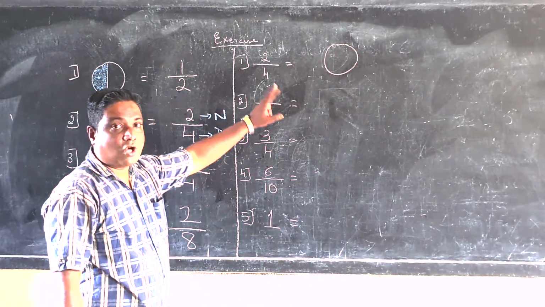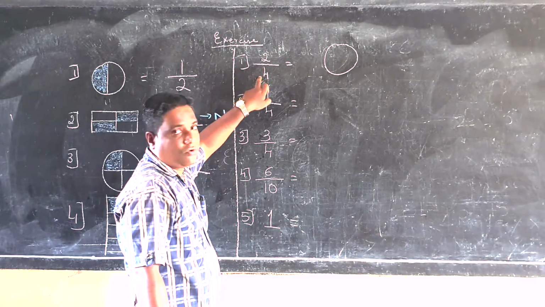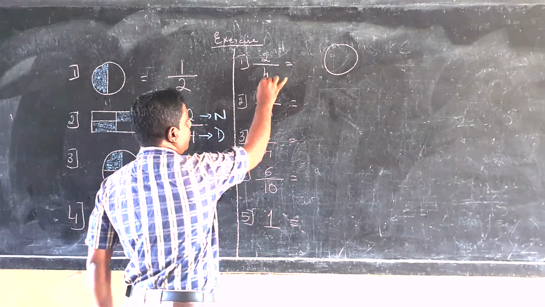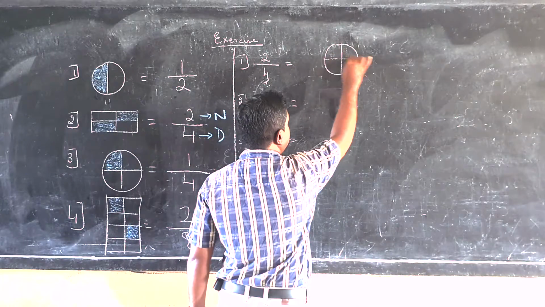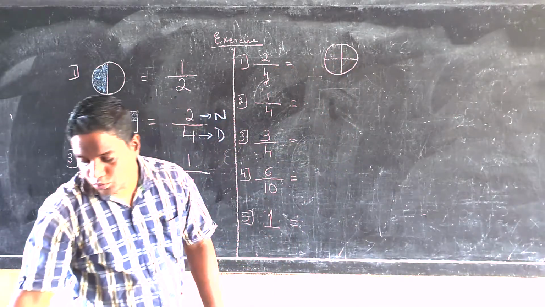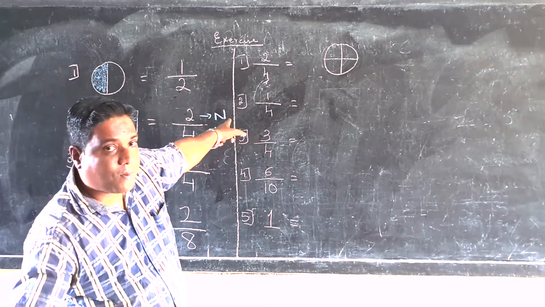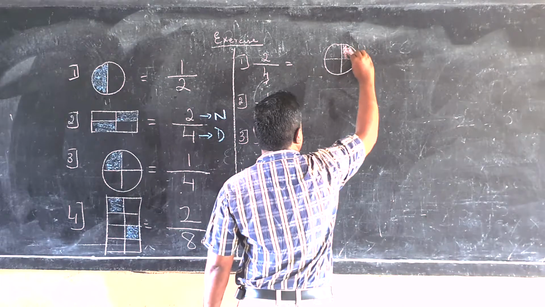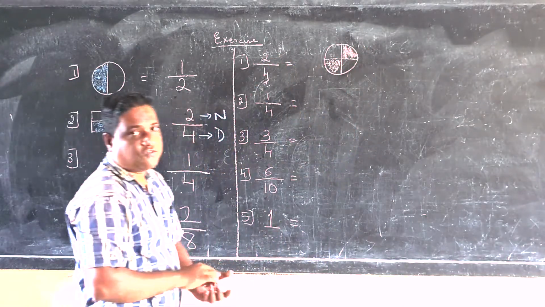Say suppose I want to draw a circle. How many parts do I have to divide this circle into? See, 2 upon 4. I have to divide it into 4 parts. So divide the circle into 4 parts. How many parts are utilized? 2 parts are utilized. Correct? Shade any 2 parts. 1, 2. So it is 2 upon 4.